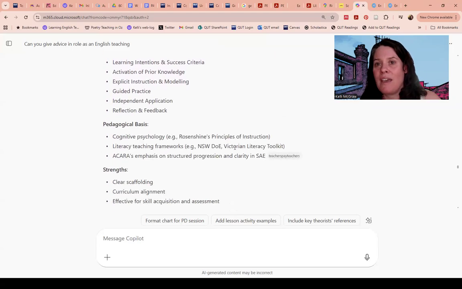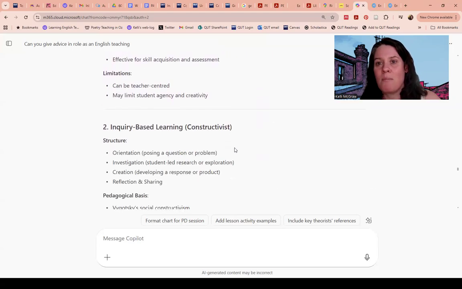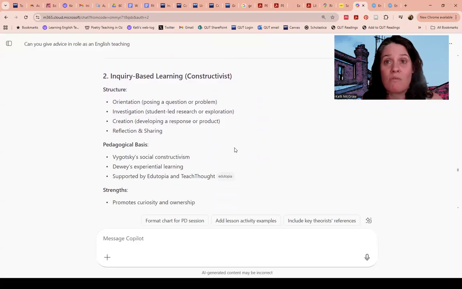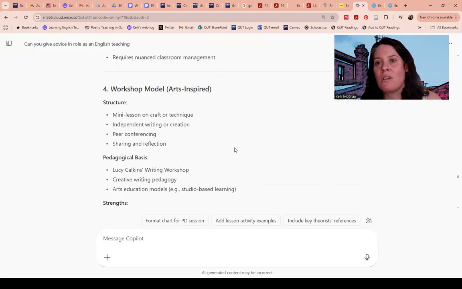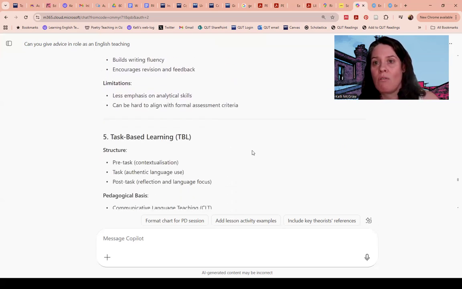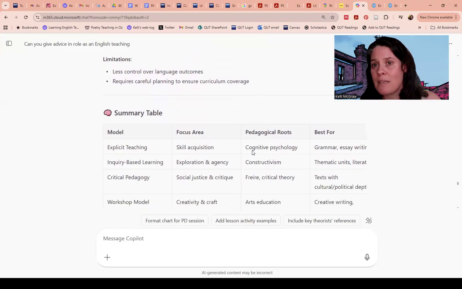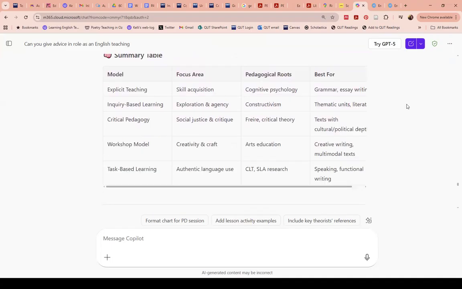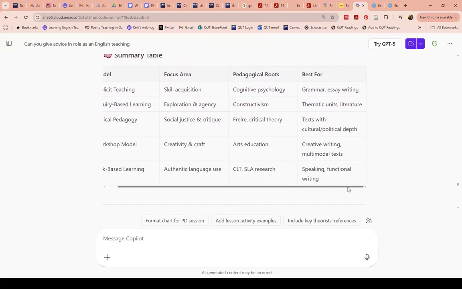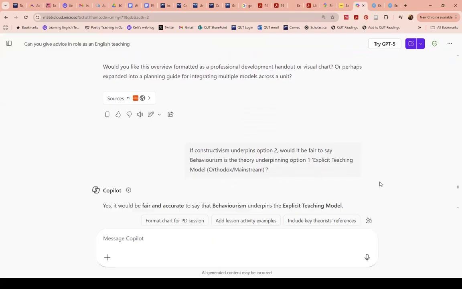I'll go through here in case you're really invested, because it compared some different approaches for me, constructivist and critical workshop models, which I highly advocate in English. They work really well. Task-based learning. Gave me a little summary table. Oh, how useful is that? How useful is that? So pause as you need, right?